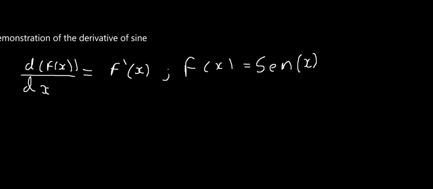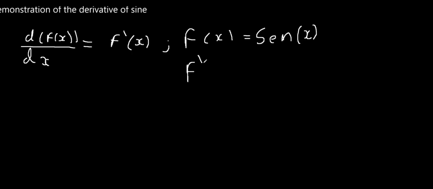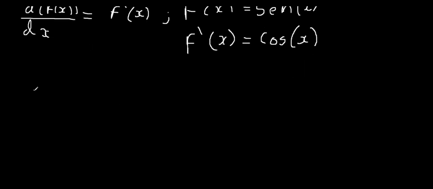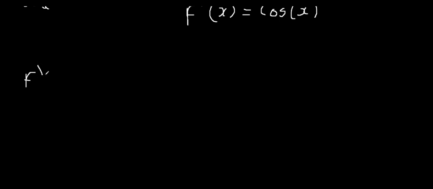Now we will demonstrate that the derivative of the function sine of x is the same as cosine of x. We start from the definition. We derive the function cosine of x.